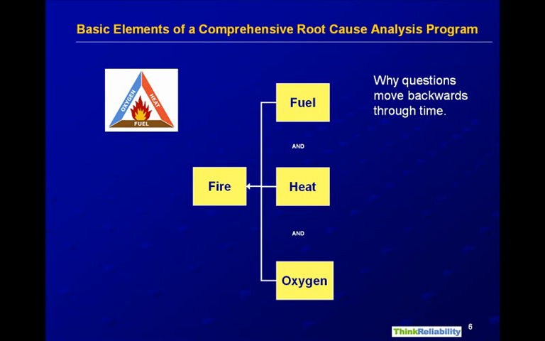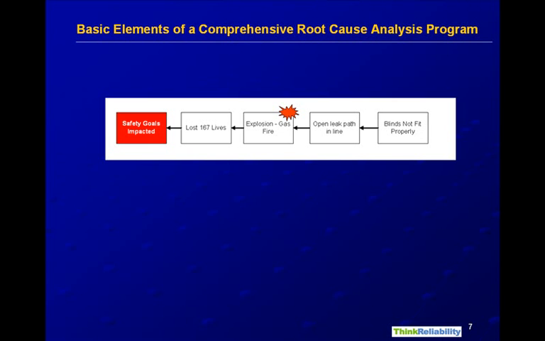Now, on other issues, larger issues, for example, this is a little bit of information about an offshore platform incident that occurred a while back. There were a significant number of fatalities because of an explosion. It clearly impacted the safety goal. The explosion was caused by an open leak path in a line, which was caused by the blinds not being fit properly. Now, it seems like that's all very good information, and that information is accurate, but there's more detail that can be added.